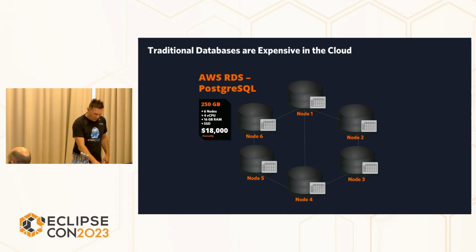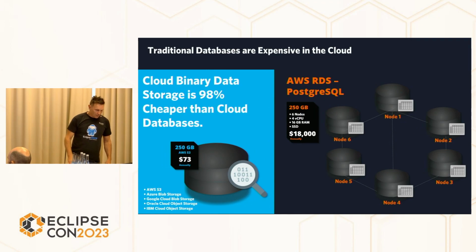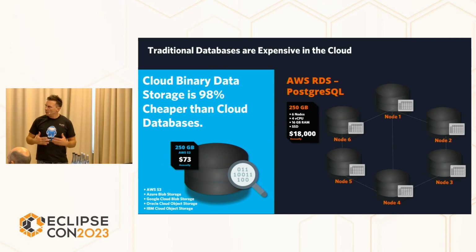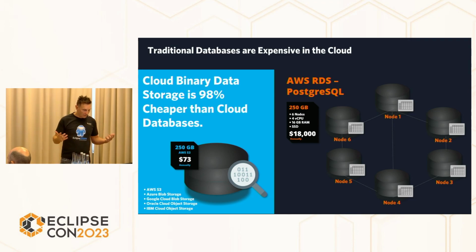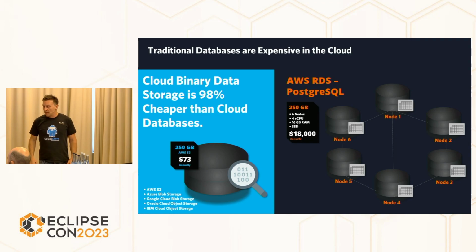There are alternatives in the cloud. The cloud providers provide us binary data storages, blob stores or object stores, like AWS S3. The great thing here is S3, 250 GB, costs only $70 a year. That's it. You don't have to care for replication. You don't have to care for uptime. No administration effort. Super easy to use. And it's almost 99% cheaper than a database as a service.